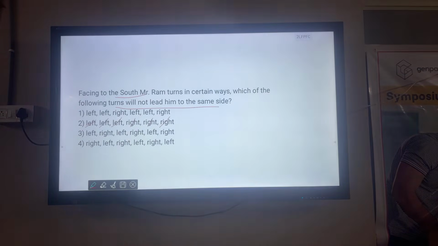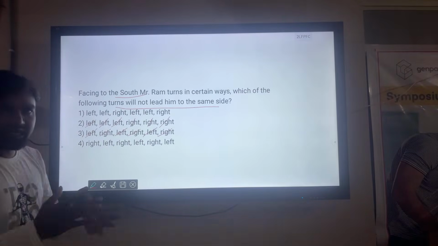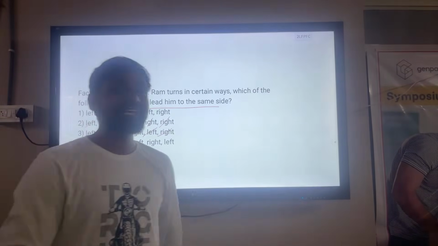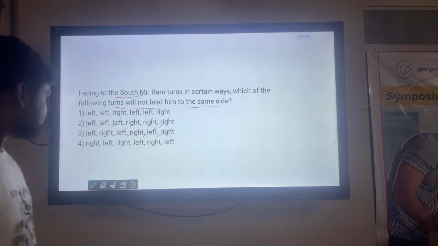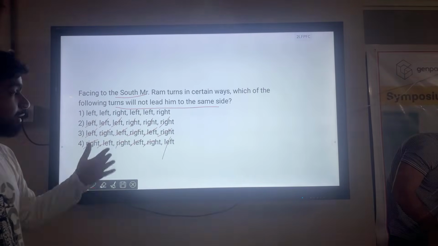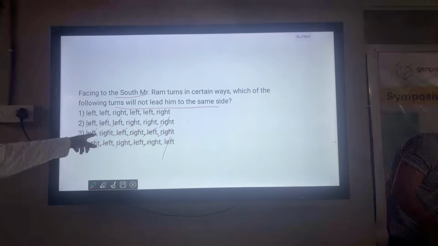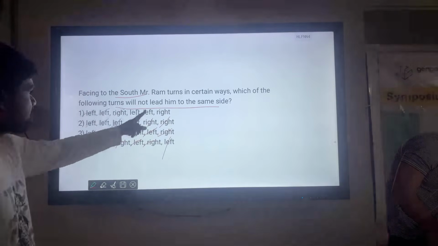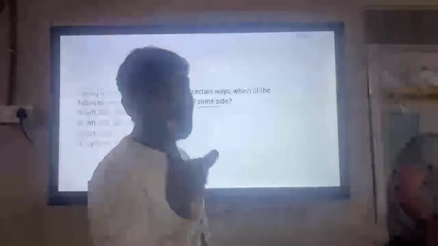In the third option, left right cancel, left right cancel, left right cancel. All turns are eliminated. That means again he will go to the same side, south. And the next one, right left, right left, right left, right left. All are cancelled. That means again he will go to the same side. In the first option, left right cancel, left right cancel, only 2 left. We cannot cancel them. If they are not cancelling, that means he will not go to the same side.